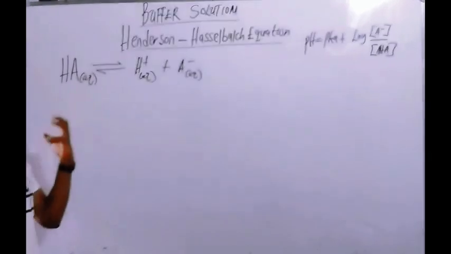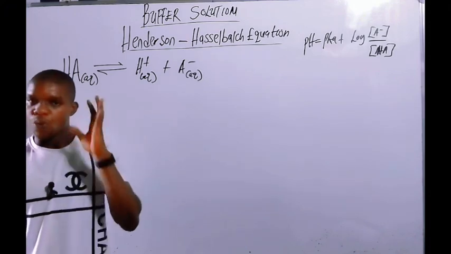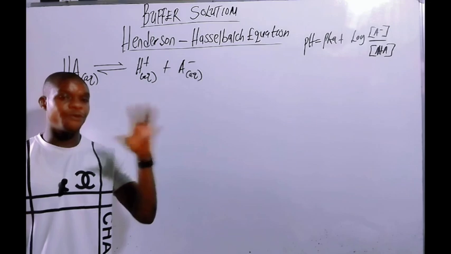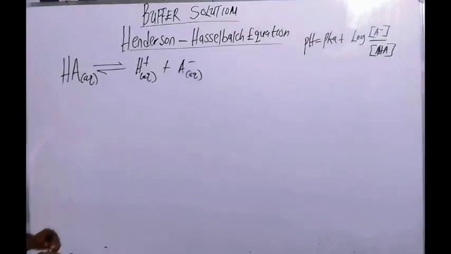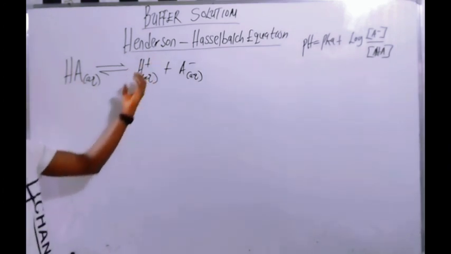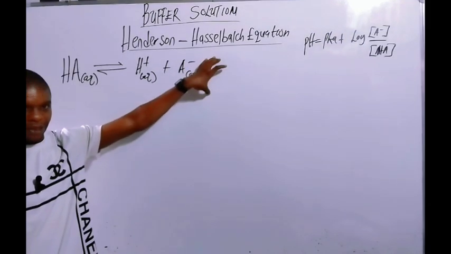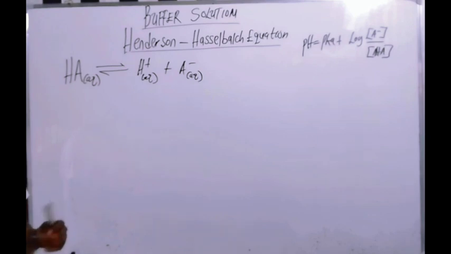When we talk about the Henderson-Hasselbalch equation, you are using a monoprotic acid, that is an acid that can donate one proton. Polyprotic acids are not needed. You understand? So we talk about monoprotic acid. When we split it, we have H plus, which is a proton, and A minus, called the conjugate base.